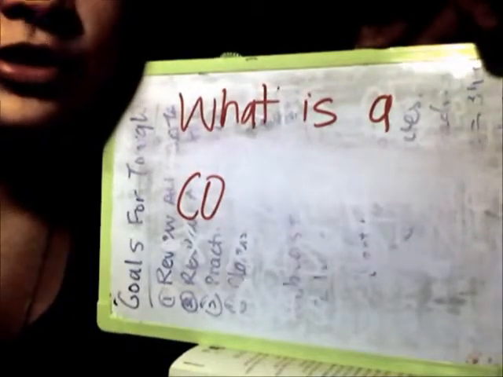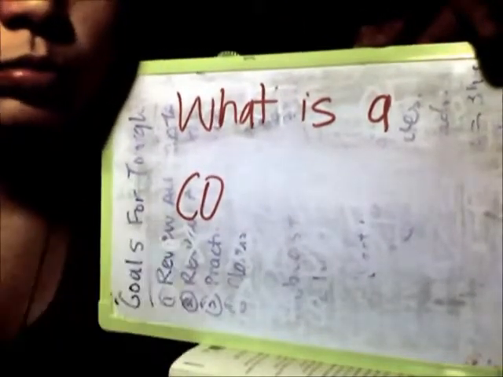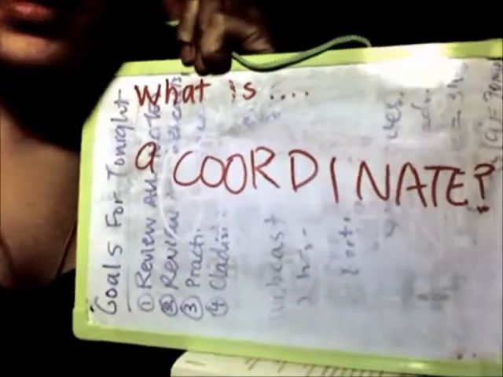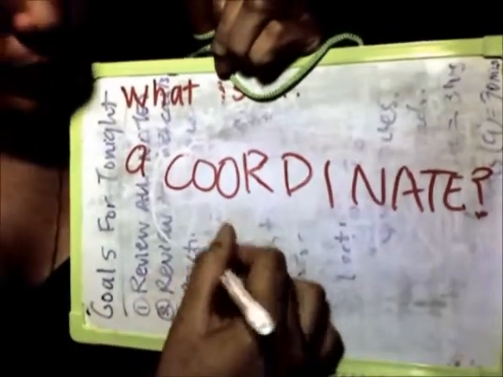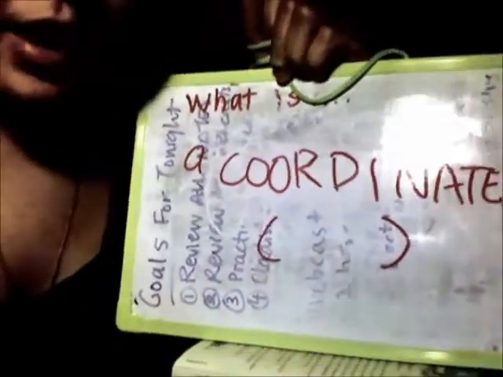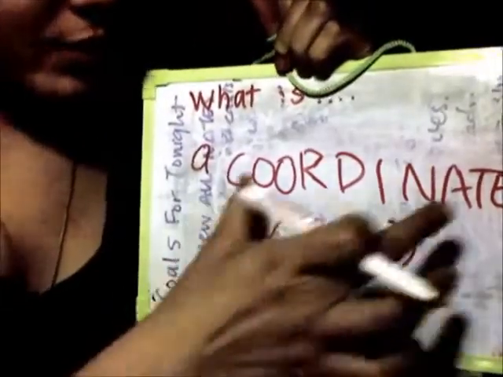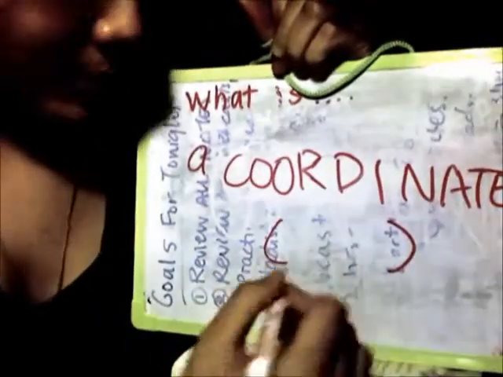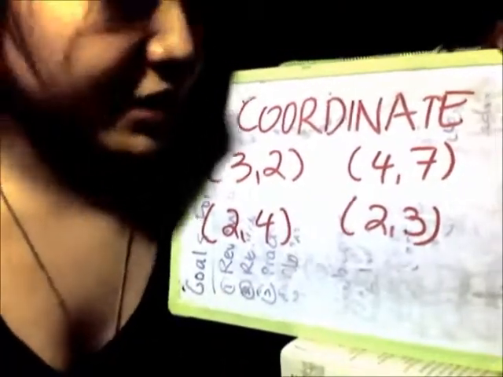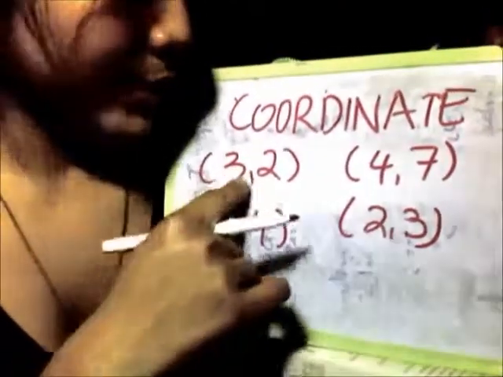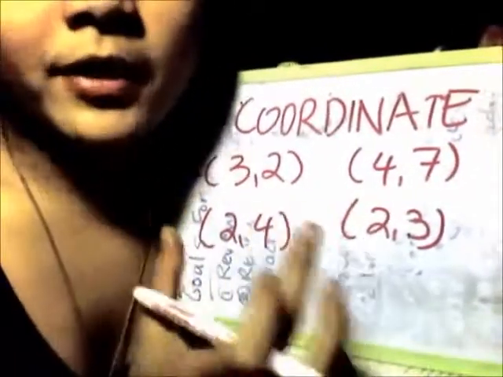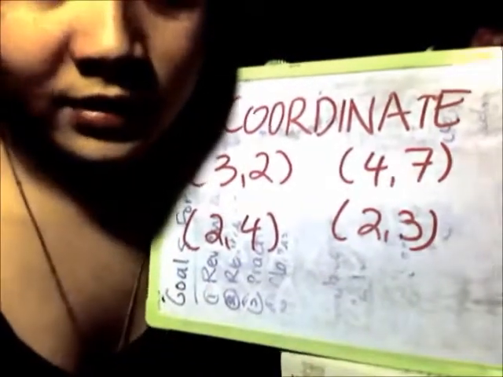Finally, I'm going to be talking to you about what a coordinate is. It is two numbers that represent where a point is in a graph. So a coordinate is just a set of two numbers. It could be any numbers. It could be 3, 2, or 4, 7, or 2, 3. Any pair of numbers is a coordinate.